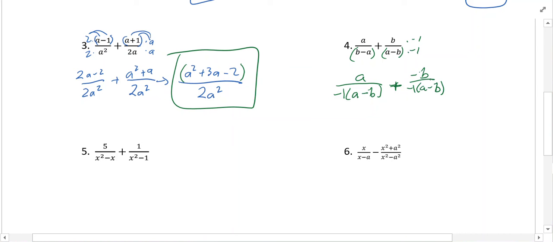So this gives me negative b over negative 1 times a minus b. And so now that I have that, I can go ahead and do my computation on the top. So I get a plus negative b, which is a minus b, over negative 1 times a minus b. Well, remember, the expression in the numerator is also in parentheses. So now that I have the expression a minus b on the top and the bottom, these two can both be reduced. Remember, there's always an implied 1 in the numerator. So you have 1 divided by negative 1, which would just simplify to negative 1.